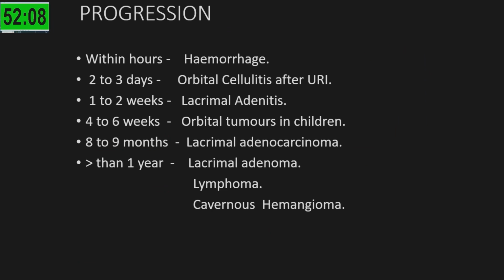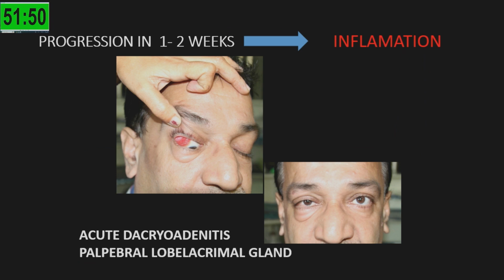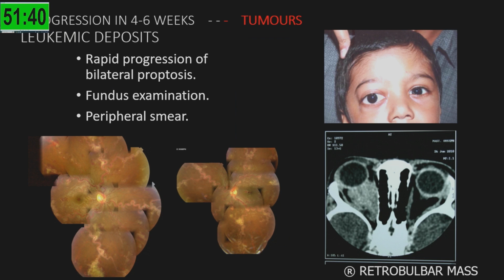And lacrimal adenocarcinoma will present to you within 8 to 9 months. If it is more than 1 year, it could be a lacrimal adenoma, a lymphoma, or a cavernous hemangioma. These are small tips; these are the common tumors only. So this is adenitis with an enlarged palpebral lobe of the lacrimal gland, and an S-shaped ptosis is classically seen with limitation of abduction. This was a tumor with leukemic deposits, and the patient presented in 4 to 6 weeks.